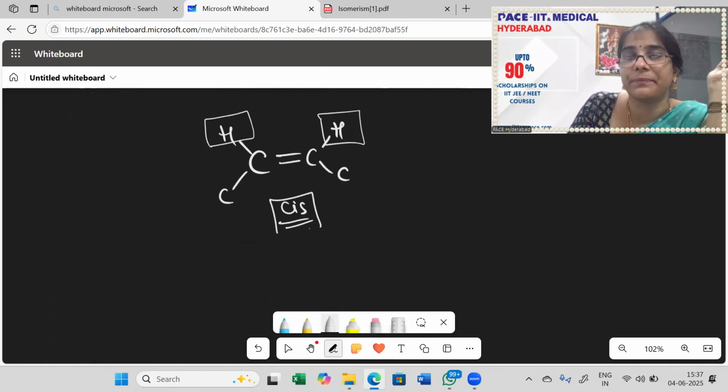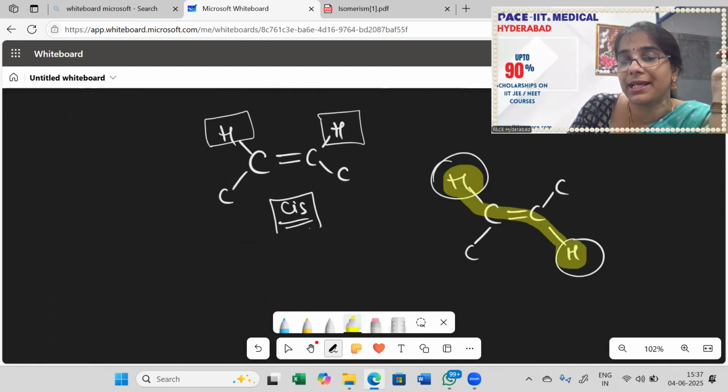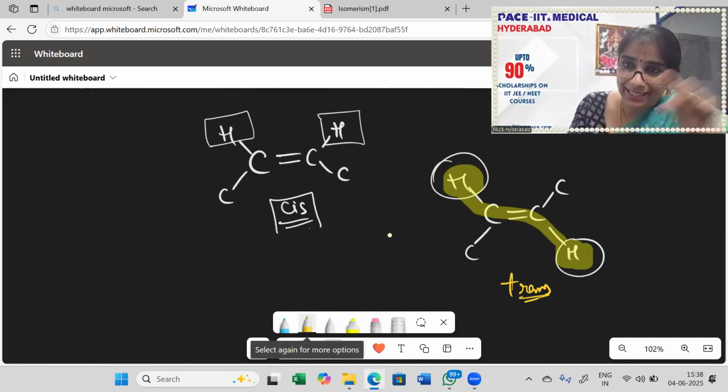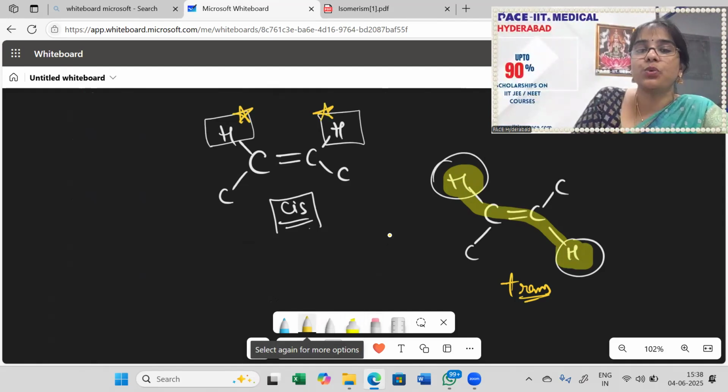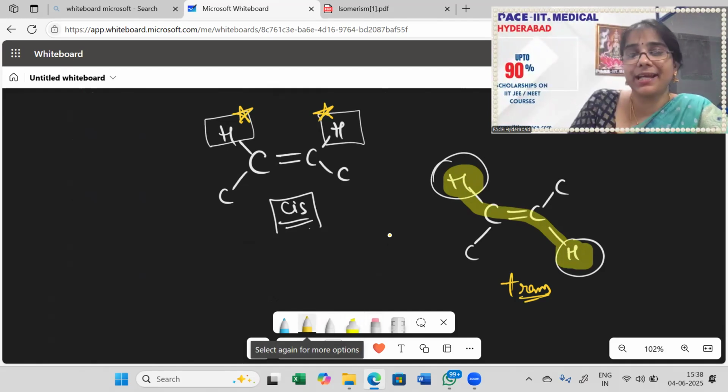This is cis isomerism. But when the two same groups, like hydrogen here and hydrogen here, as you can see, are on diagonal sides, this hydrogen is diagonally located to this hydrogen. When you have such a diagonal arrangement, this is called trans. When two same groups are diagonally arranged, it is a trans isomer, geometric isomer. And when the two same groups are towards the same side, that is cis. Like in this case, two hydrogens on one side. You can also count it as two carbons on the same side, the same thing. They are cis isomers.